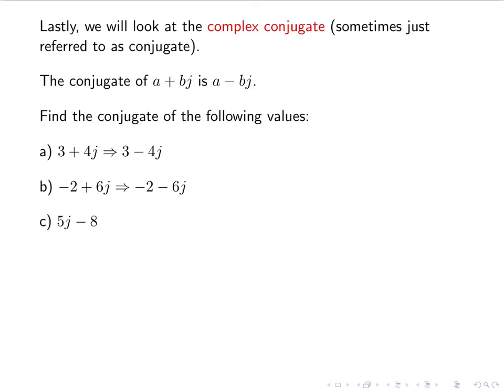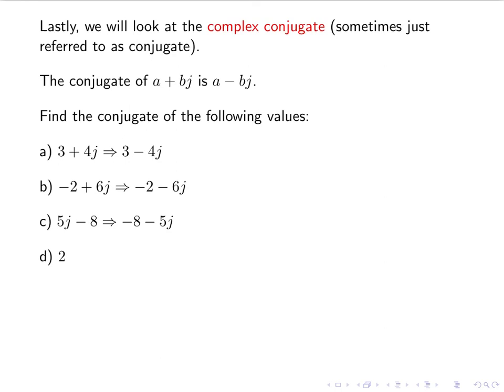5j minus 8. So notice this is not written in rectangular form. The imaginary part is written first. So you want to make sure that you're not just changing the sign of the second part, but that you're changing the sign of the imaginary part. So the imaginary part, 5, is going to get changed to negative 5. The real part, negative 8, stays negative 8. Always put your answer in rectangular form. So I'm going to rearrange it and put it as negative 8 minus 5j.